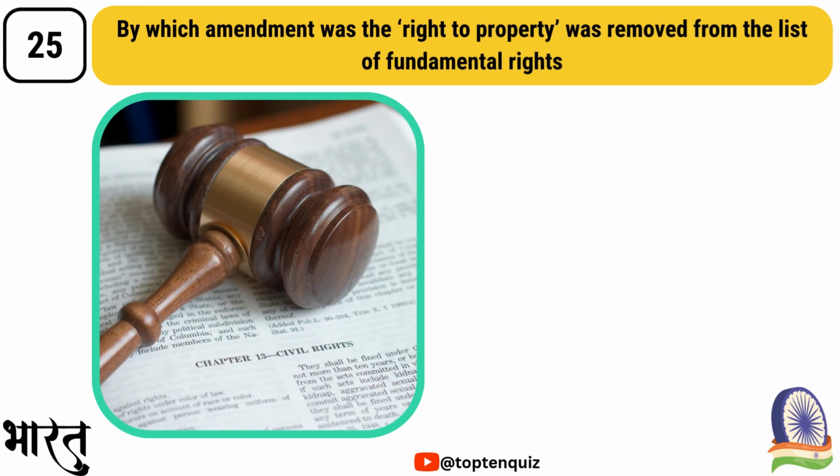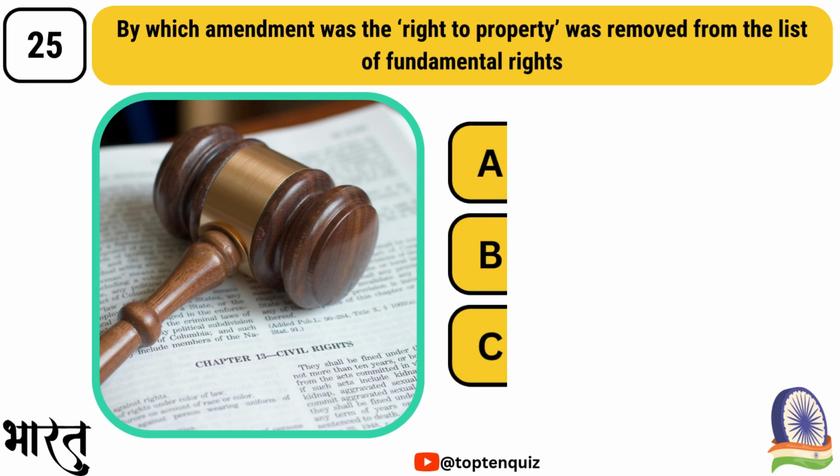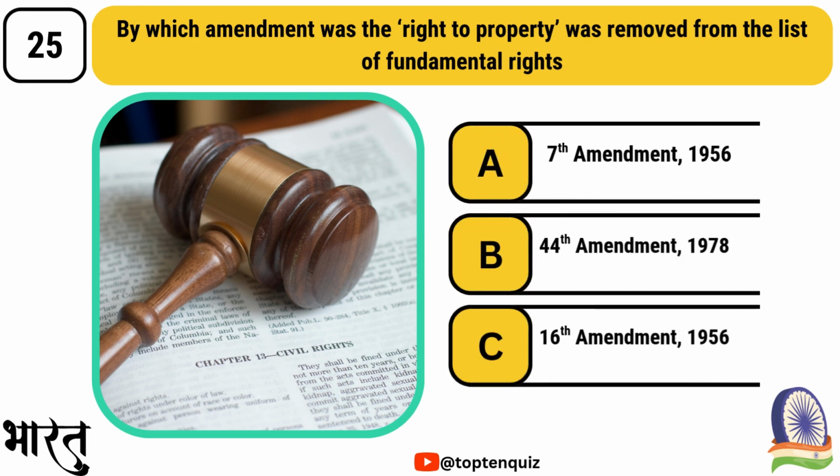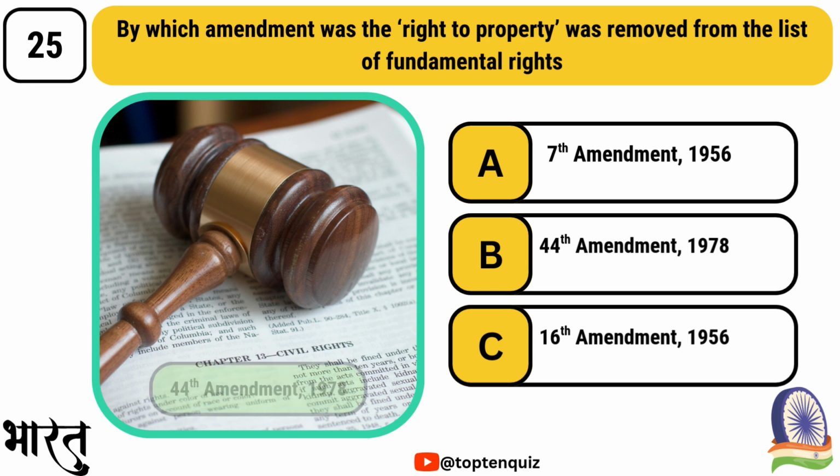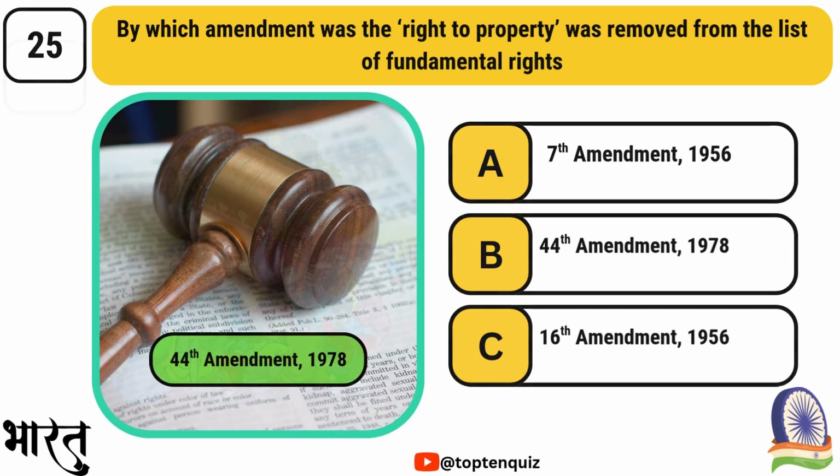By which amendment was the right to property removed from the list of fundamental rights? Option A 7th Amendment, option B 44th Amendment, option C 16th Amendment. The answer is 44th Amendment Act.